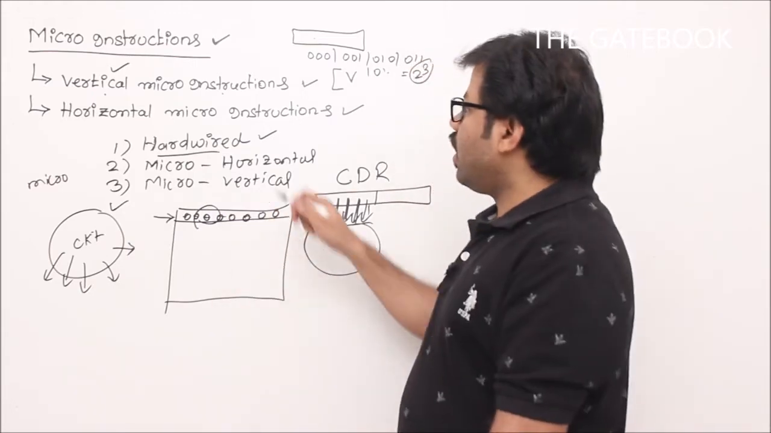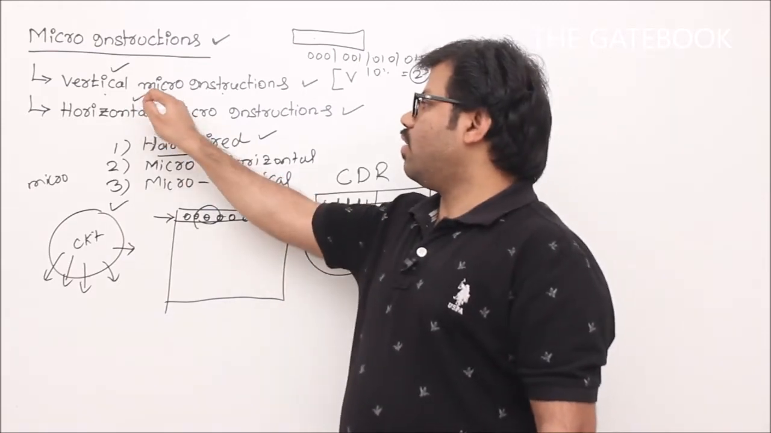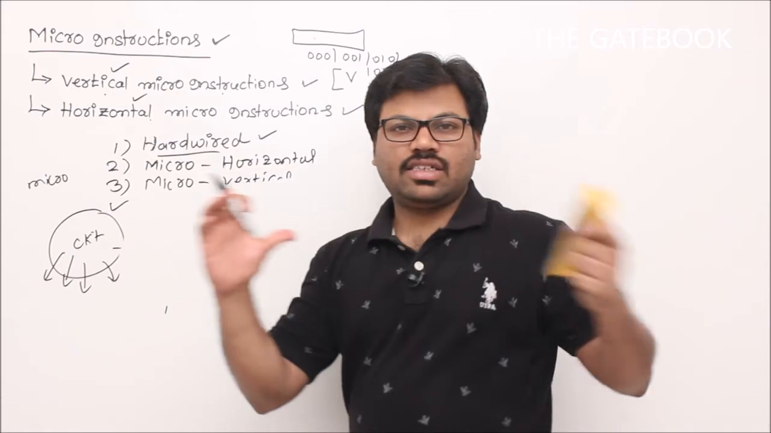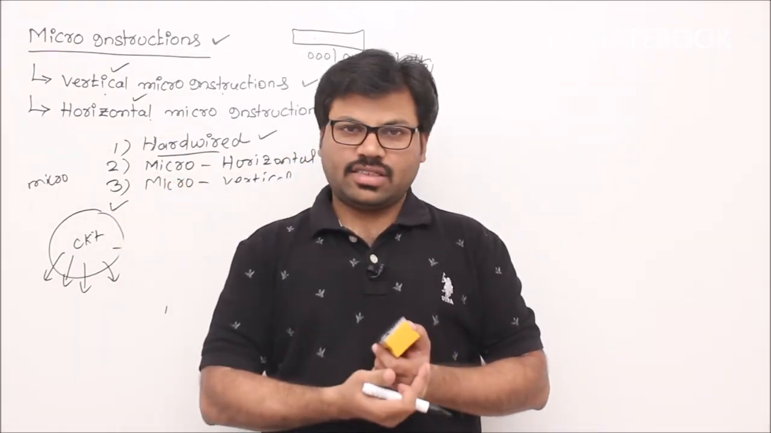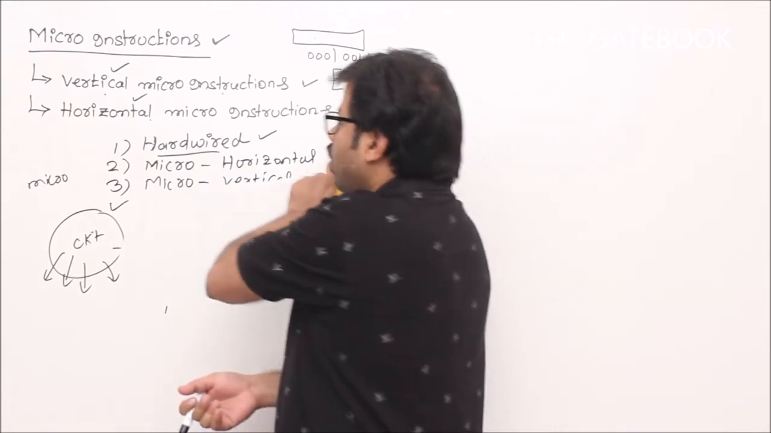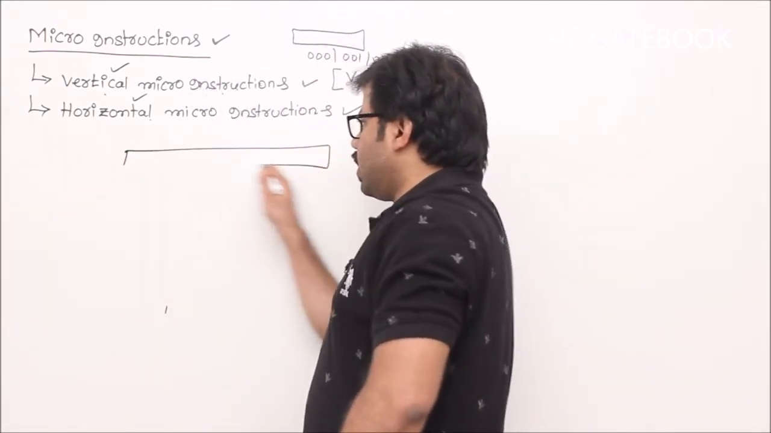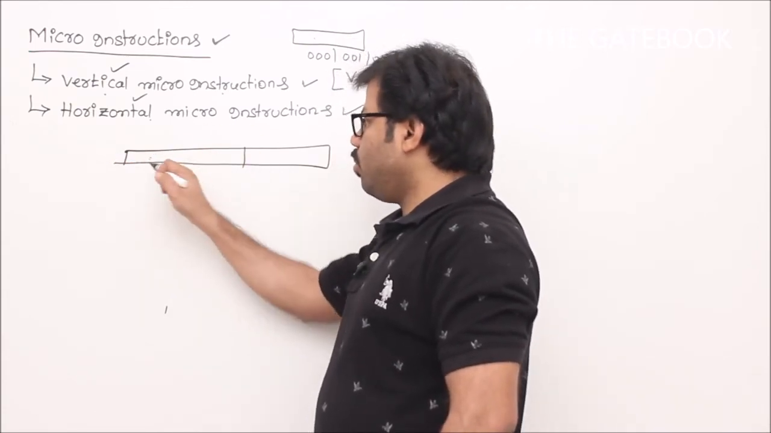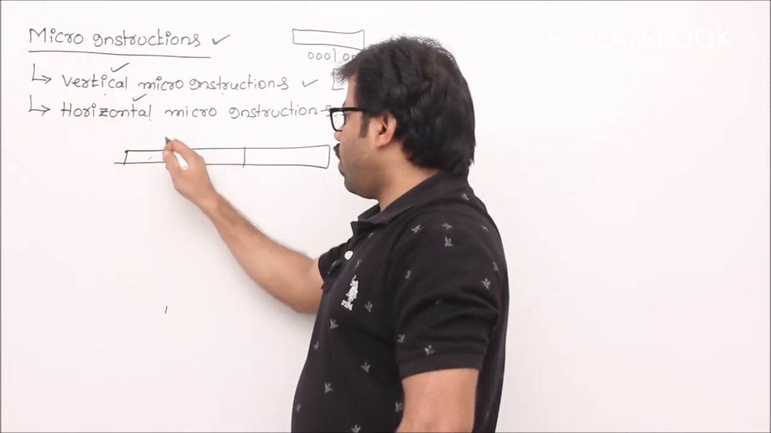First of all, now we'll compare horizontal versus vertical. Which one is faster? Definitely horizontal. Why? Because in horizontal, directly after fetching the micro instruction, we are simply generating the signals, right? But in vertical microprogramming, after fetching the micro instruction, we are not able to directly generate the signals, because we will be using compact form, correct?